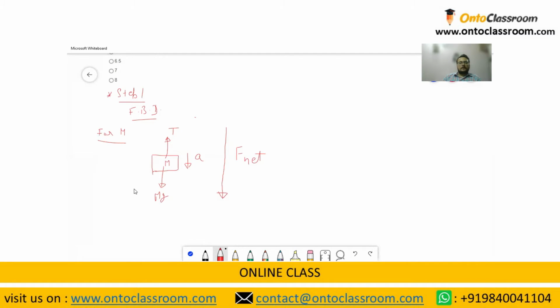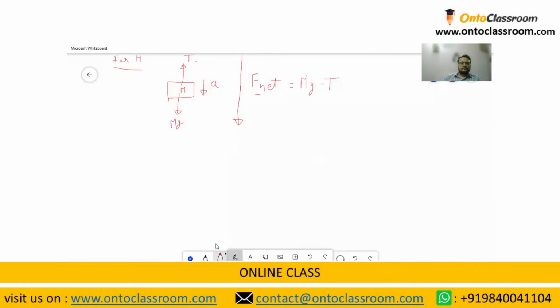And what is the net force in the vertical direction? That is Mg minus T. This block is moving in the downward direction, so the downward force must be greater than the upward force, and the net resultant will be downward minus upward. That means F net will be Mg minus T. Now for small m, the free body diagram will be like this.